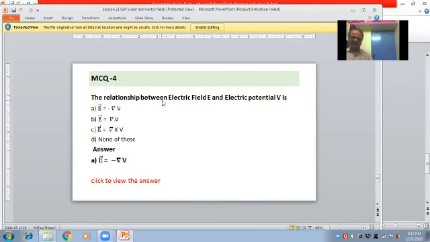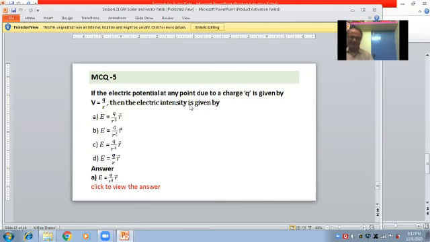So next, the relation between electric field and electric potential is given by E is equal to minus del V, as I have just explained. And if the electric potential at any point due to a point charge q is given by V is equal to q by r, then the electric intensity is given by E is equal to q divided by r cube into r. This we have already studied at PU level or BSc level.